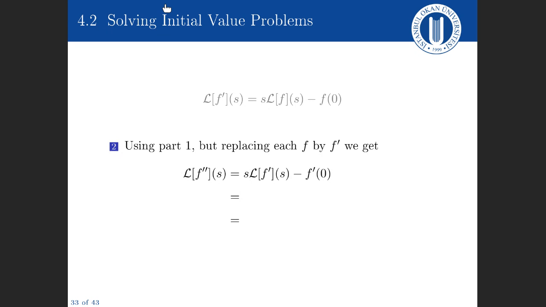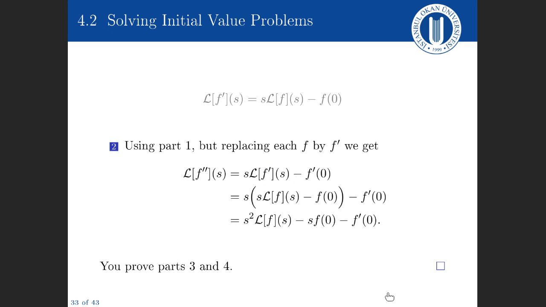We know that's true, but we also have a formula for the Laplace transform of f prime, because we've just done it. So we just have s squared times the Laplace transform of f, minus s f of 0, minus f prime of 0, which is what we wanted. Parts 3 and 4 I'm going to leave for you to prove. Just use part 1 again, however many times you need.